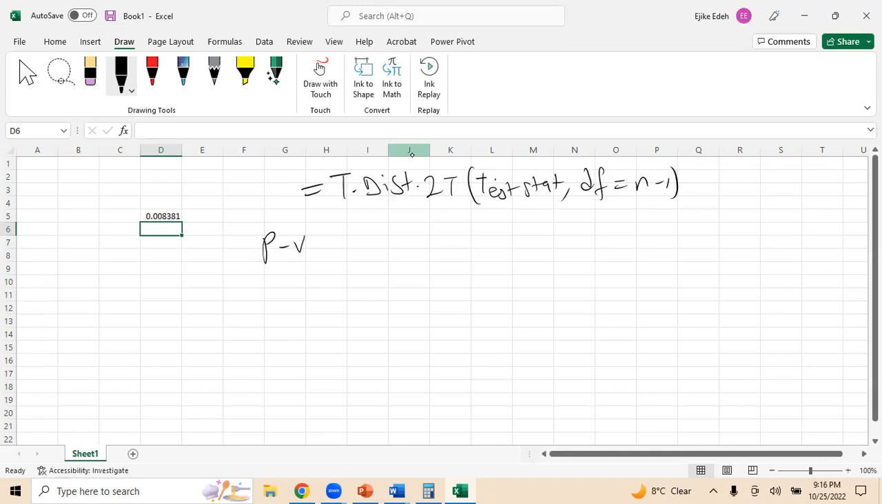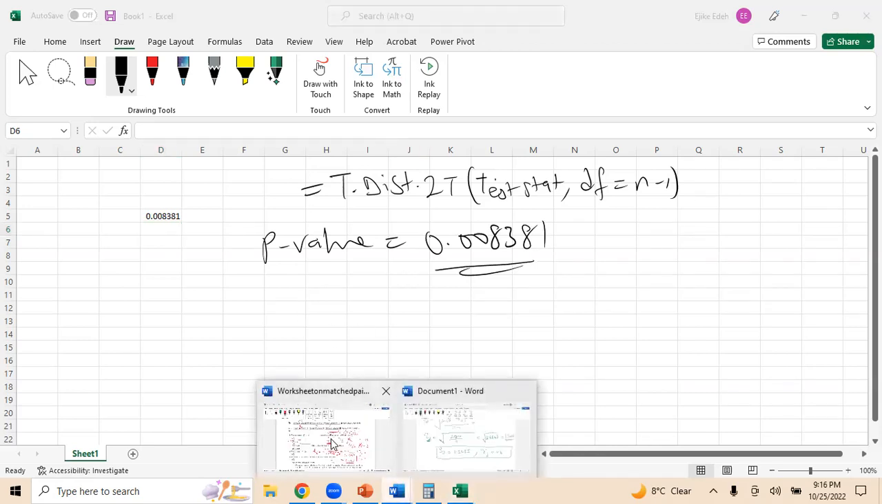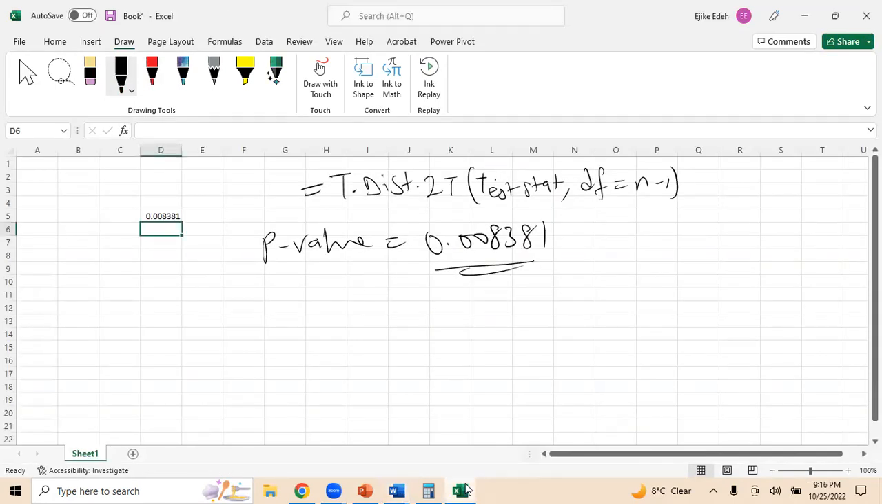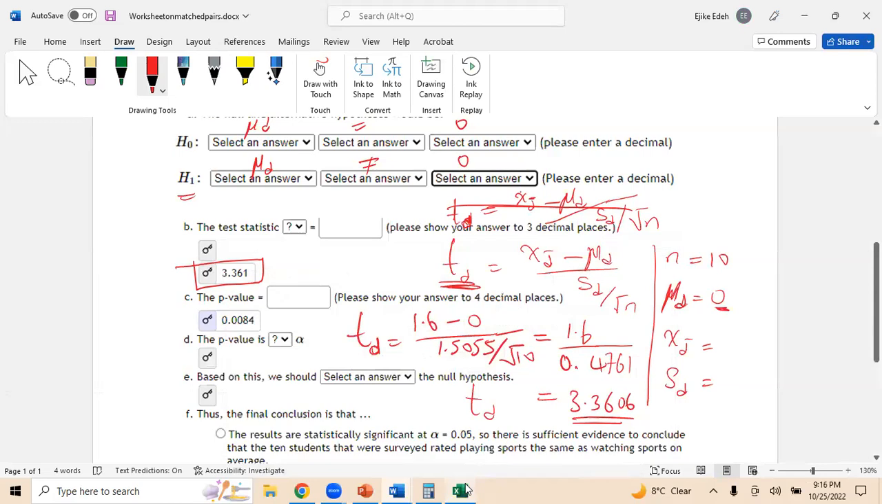So the p-value that came out when we did that, like you can see, is 0.008381. Let's see how close it is to this one. So we had 0.008381. Okay, so if you round it off, of course, you match exactly the same thing. Okay, so that is your p-value.